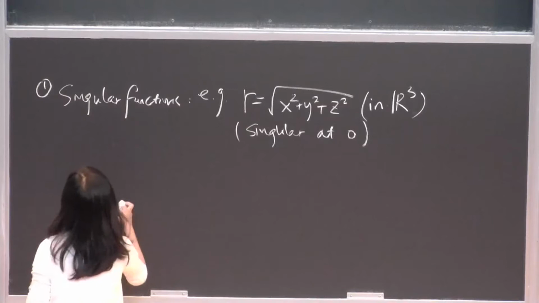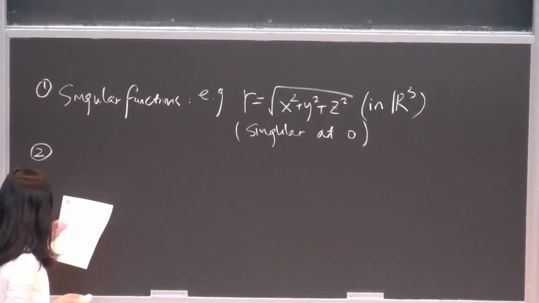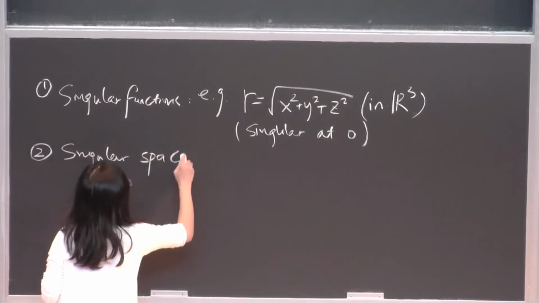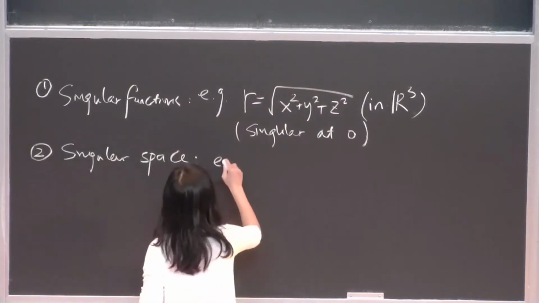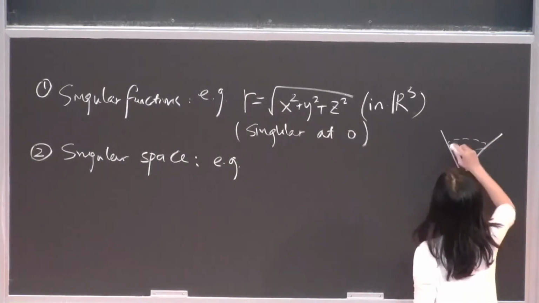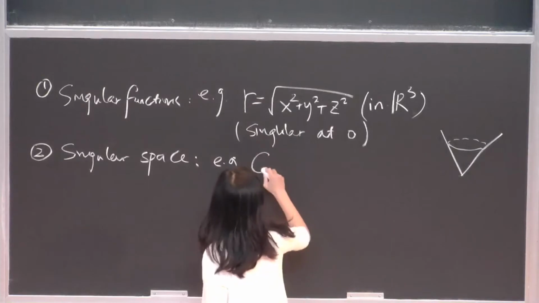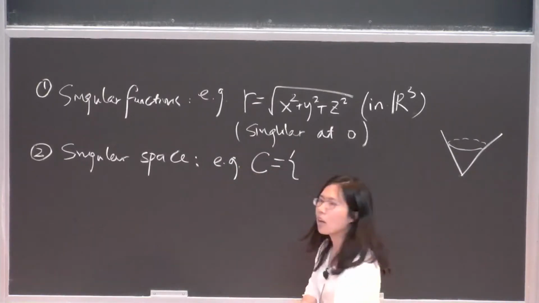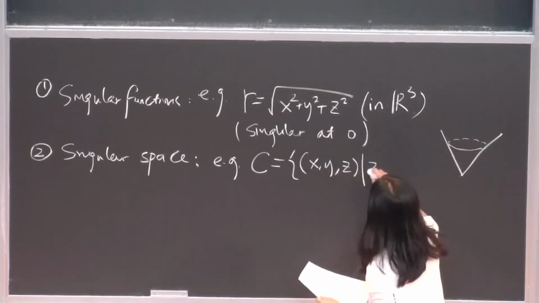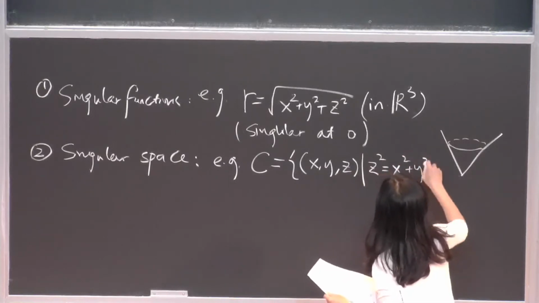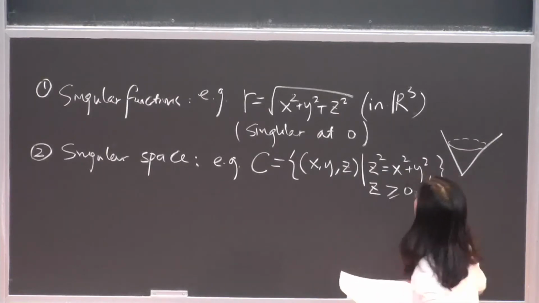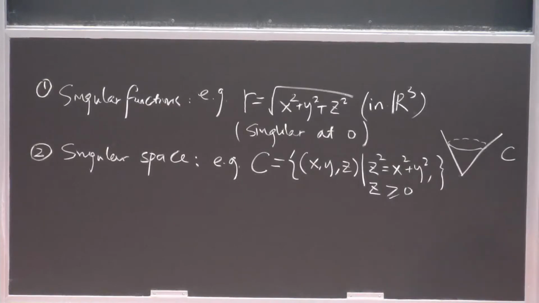And the second type of circumstance that arises here is singular space or singular geometry. Here, I'll give an example of a cone. What do I mean by a cone? I'm just going to talk about a Euclidean cone. So C is given by the following set of points in R3, (x, y, z), such that z squared equals x squared plus y squared. I also only want the upper half cone, so z greater than or equal to 0. Okay, so this is my C. In R3, that's a cone.